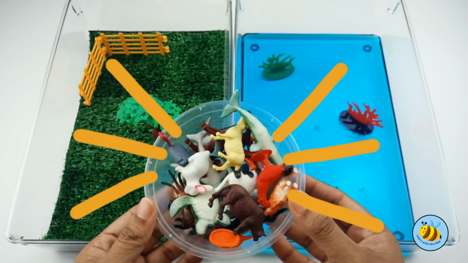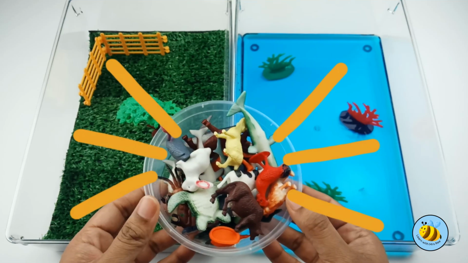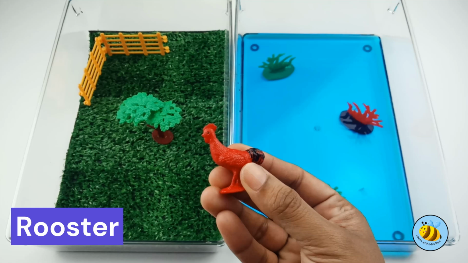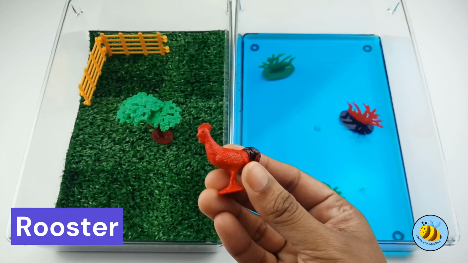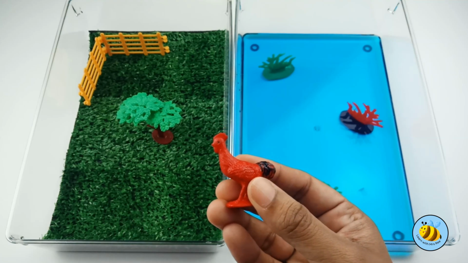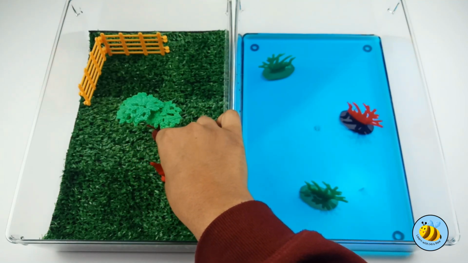Hi friends, can you help me sort the animals into the correct habitat? This is a rooster. Roosters live on land. Let's place the rooster on the grass.